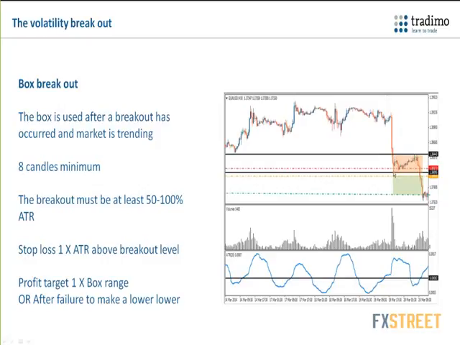And your profit target's very, very simple. You simply draw the box. So we can see that we've got 138.44 to 138.09. It's about a 35 pip box. And all you do is project the distance based on this consolidation.